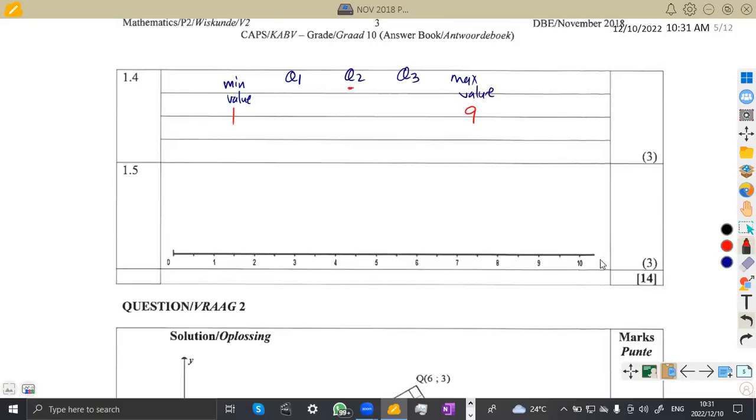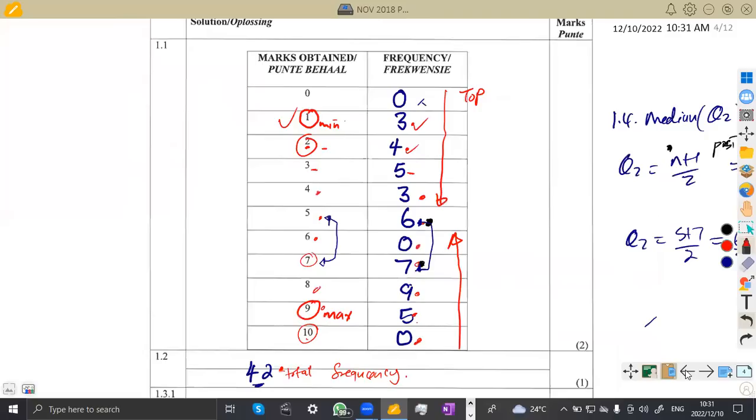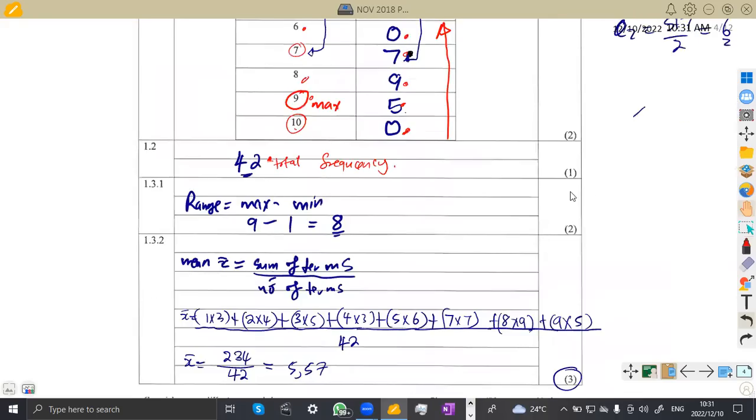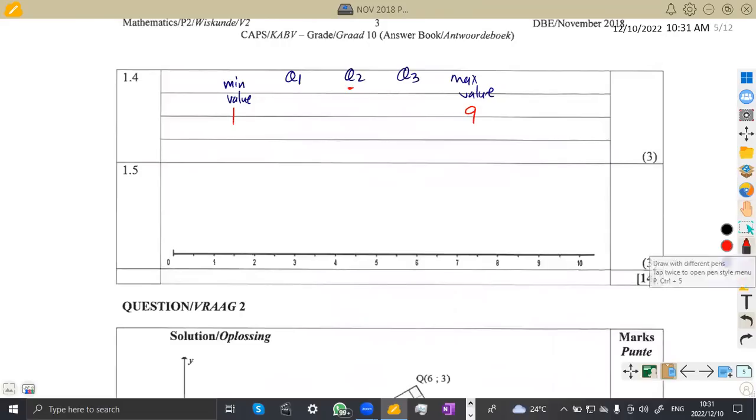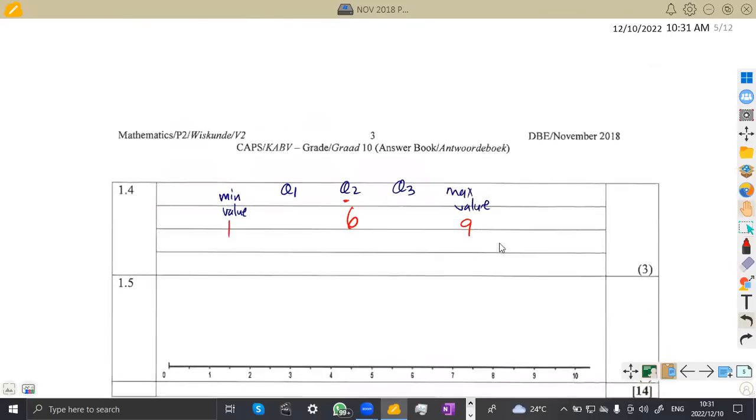We calculated Q2 before, remember, and we got a 6. So this one we have here is a 6. So we are left with Q1 and Q3. Where are we going to have Q1 and Q3?